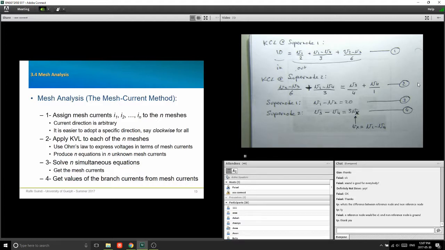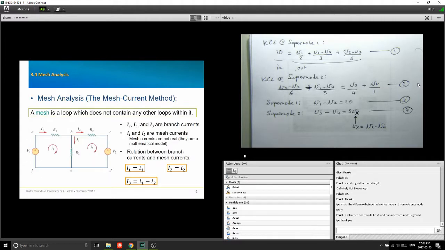And then the final step, once you have the mesh currents, you have to generate the physical currents, the real ones, the branch currents from the mesh currents. And how do you do that? Like we did it here. You're going to say capital I1, that's a branch current. It's equal to small I1 because that's the only current that's flowing there. Capital I2 is equal to small I2. Capital I3 is equal to small I1 minus small I2. So you have to generate your branch currents from the mesh currents.